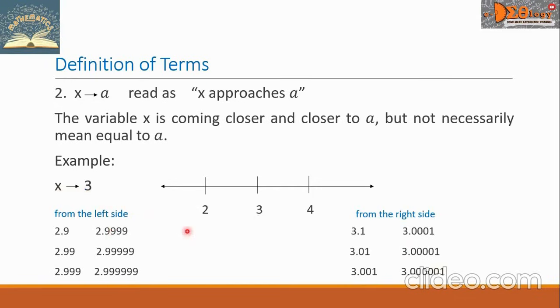To be specific, for that group of numbers that are coming from the left side to number 3, we're going to use this symbol, x approaches 3 with an exponent negative sign, while the group of numbers that will come to number 3 from the right side, we will use the symbol x approaches 3 with exponent plus sign.